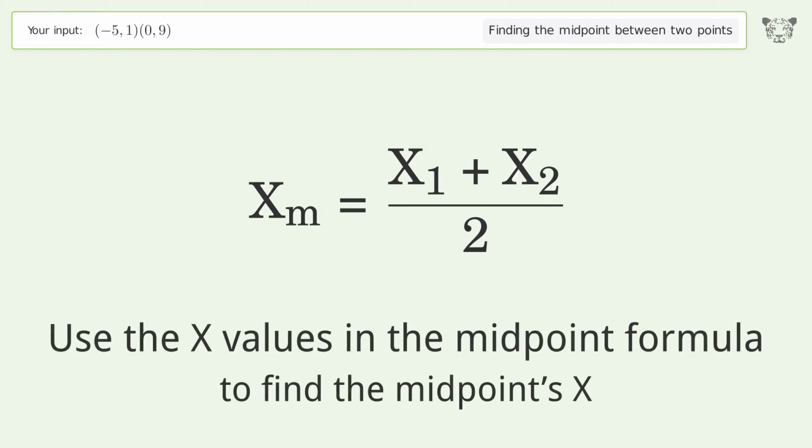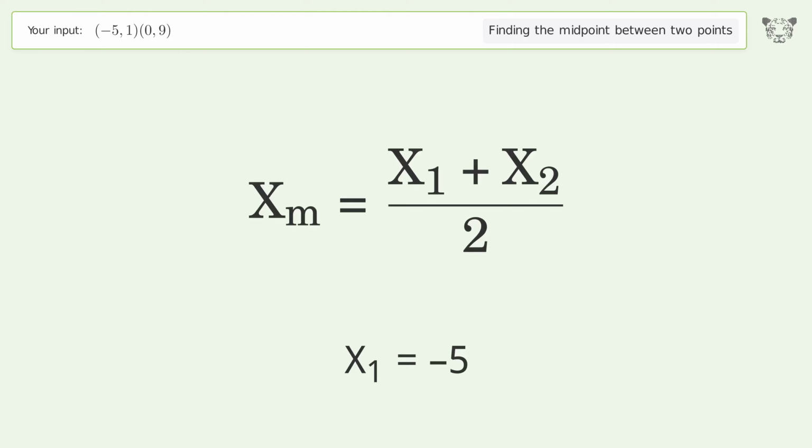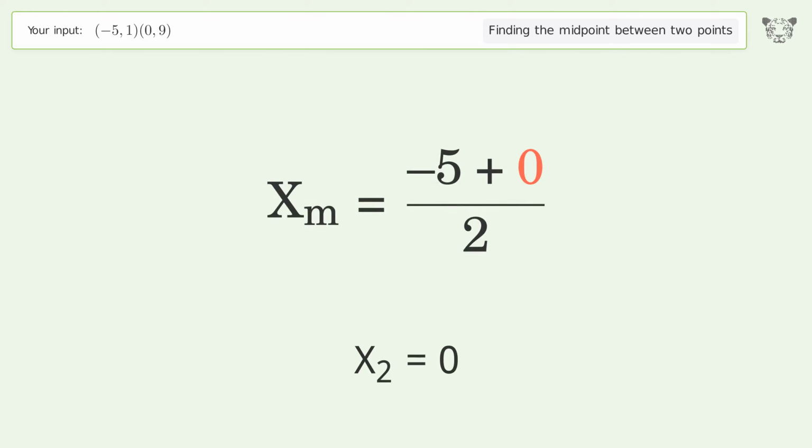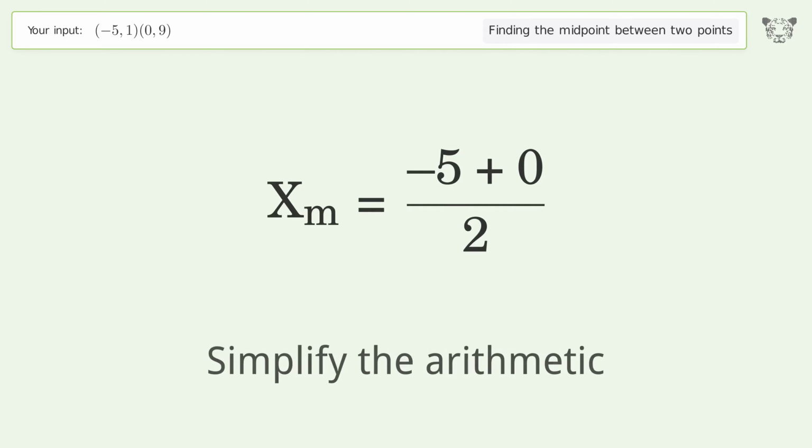Use the x values in the midpoint formula to find the midpoint's x. x1 equals negative 5. x2 equals 0. Simplify the arithmetic.